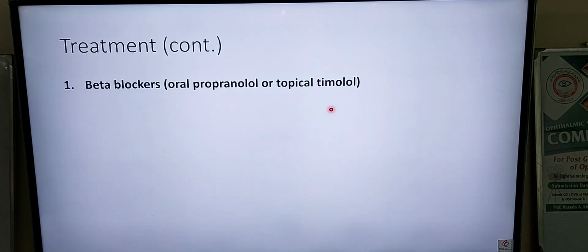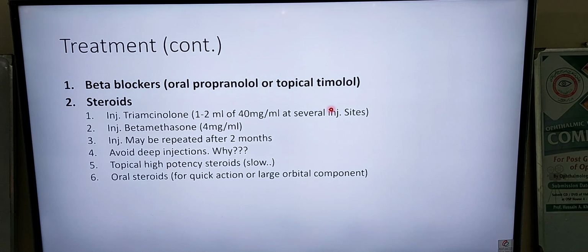The first line of treatment are the beta blockers. Topical timolol is used usually for superficial lesions, or oral propranolol may be used for deeper lesions. Steroids may be used if the beta blockers fail. इसमें इंजेक्शन ट्रायमसिनोलोन आता है जिसकी डोज मेंशन्ड है. इंजेक्शन बीटामेथासोन भी यूज होता है.